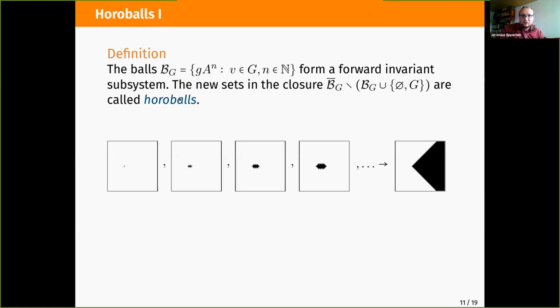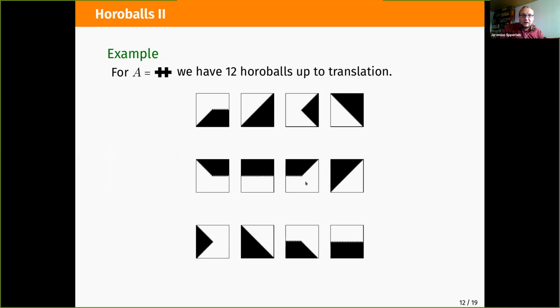For example, if I take again this double plus generating set and now take larger and larger balls with respect to this generating set, and always center them so that the left vertex is at the origin, this converges to this rotated quarter plane. And for these examples, we get precisely 12 hollow balls. And they all correspond to faces of the convex hull of our generating set. So we get 6 for the 6 vertices of the convex hull.